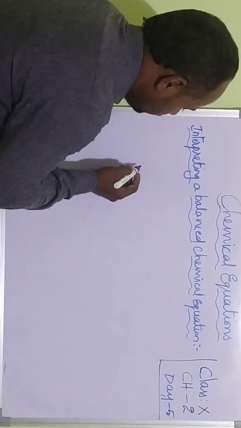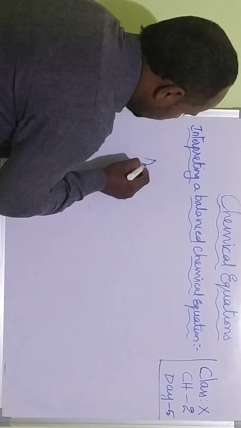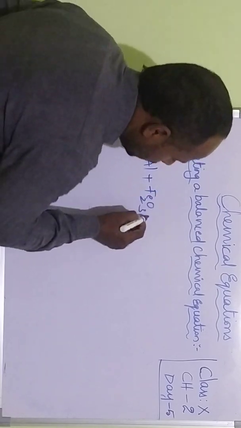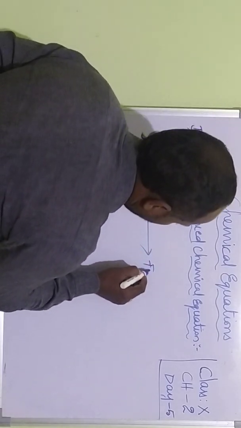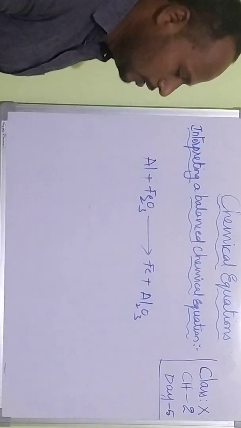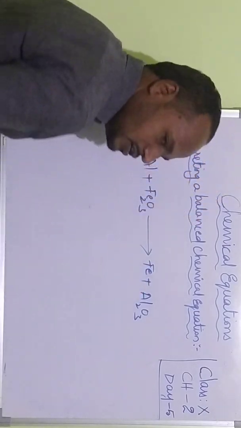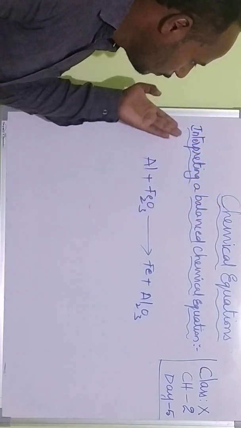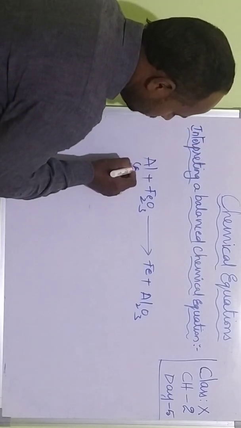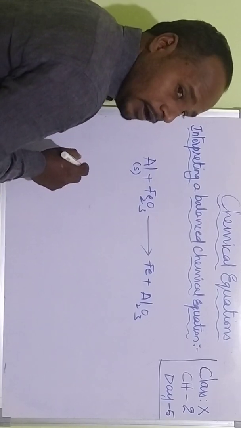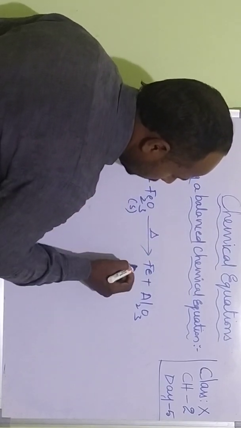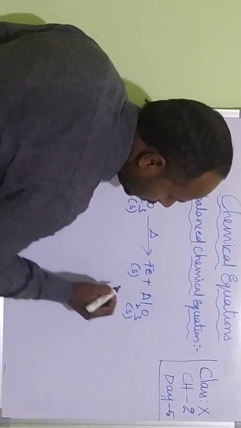For example, I tell you, aluminium when reacted with Fe2O3 gives you Fe and Al2O3. Okay, it's a common reaction. So using this we'll interpret the reaction. Aluminium is a solid, and iron oxide Fe2O3 is also a solid. In the presence of heat it gives you solid Fe, and Al2O3 is also a solid.